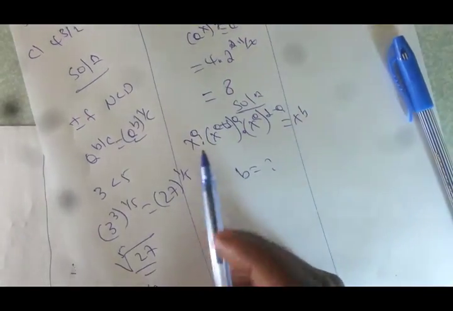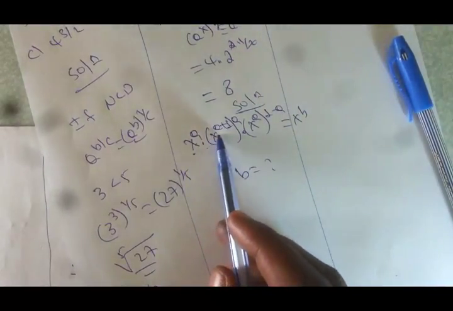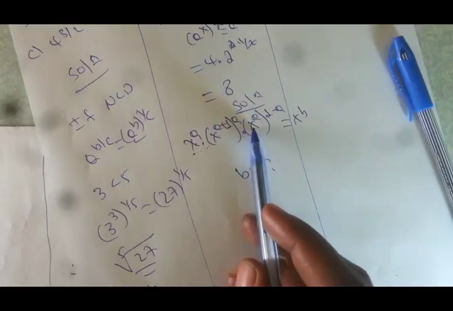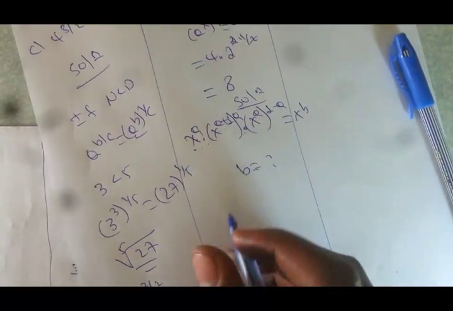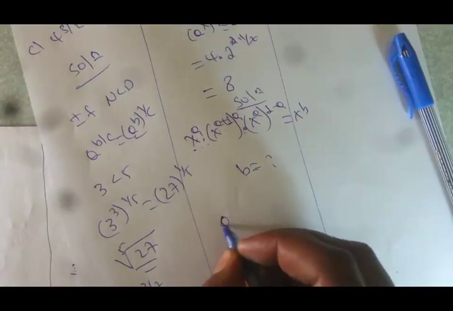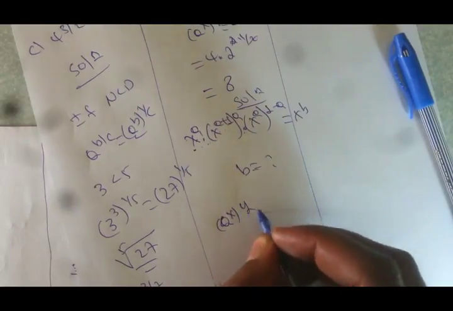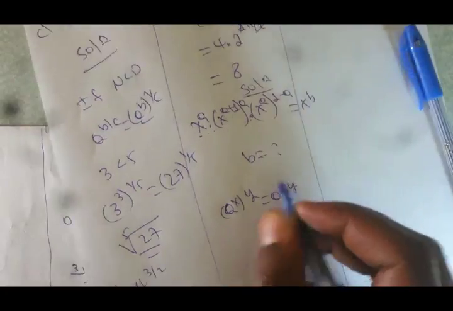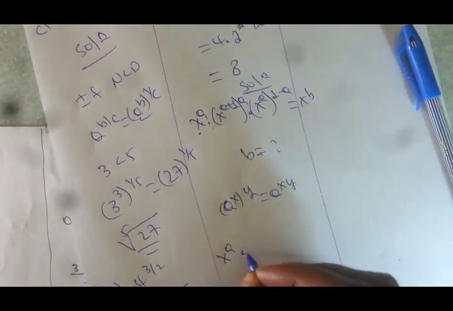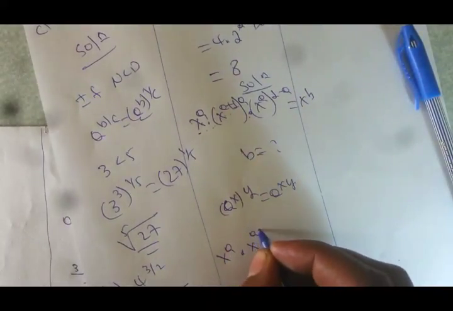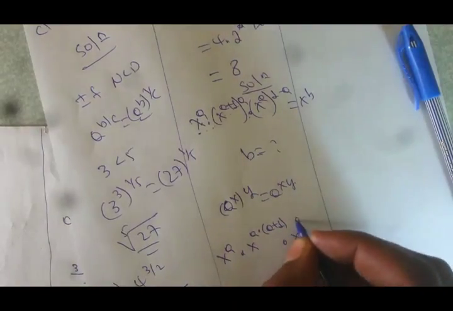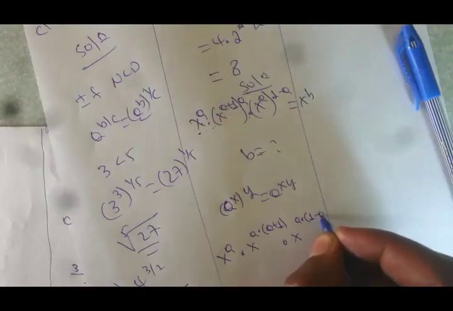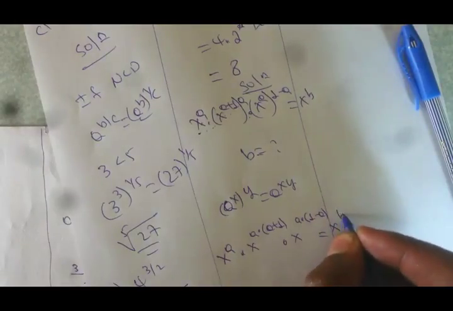And we are given x raised to a times x raised to a plus 1 times x raised to 1 minus a is equal to x raised to b, and we are asked to find b. The first thing we must do, we know that a raised to x raised to y is equal to a raised to xy. Therefore x raised to a times x raised to a times a plus 1 times x raised to a times 1 minus a is equal to x raised to b.